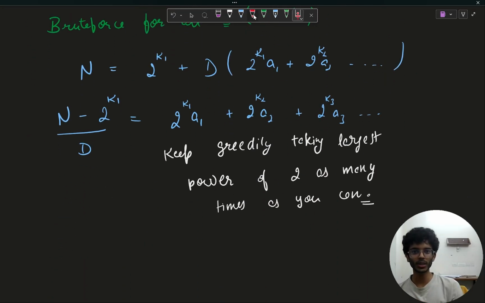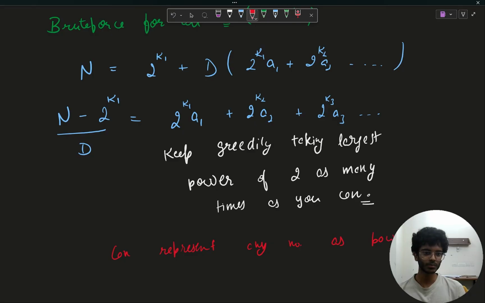And we also know that we can represent any number as powers of 2, right? So we'll be easily able to represent this number as well. And it's a very common trick that we can greedily take the largest power of 2 as many times as we can and keep on taking them to minimize these a1, a2, a3, and so on up till ax, right? So let us say this number is equivalent to some number z.